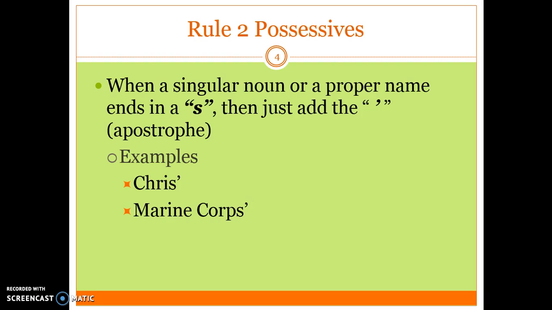Rule number 2 says, when a singular noun or a proper name ends in an S, then just add the apostrophe. So here we have 2 examples. The proper name Chris ends in an S, so we're just going to put the apostrophe after it. Same thing with Marine Corps. Corps ends in the S, but we're going to put an apostrophe there.